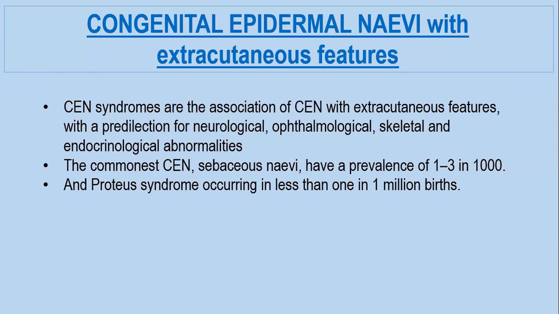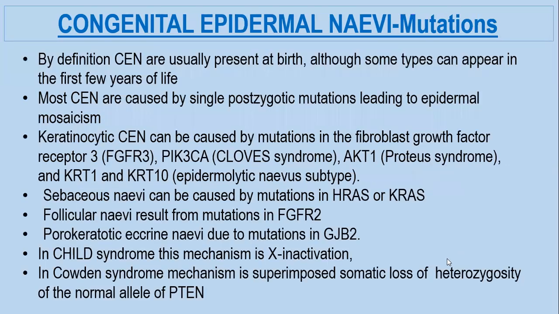The commonest congenital epidermal nevi are the sebaceous nevi, which have a prevalence of 1 to 3 in 1,000 of the general population. Proteus syndrome occurs in 1 in a million births. So it is so rare as compared to sebaceous nevus.